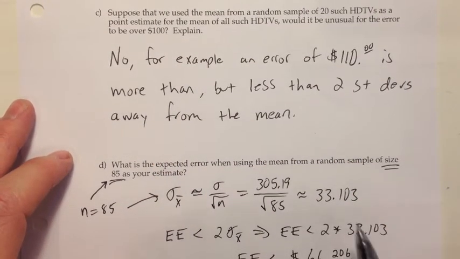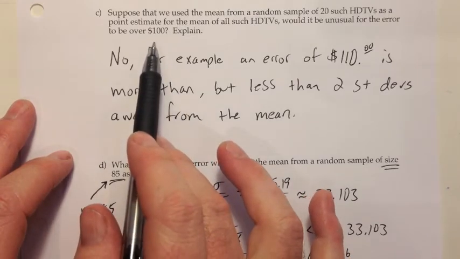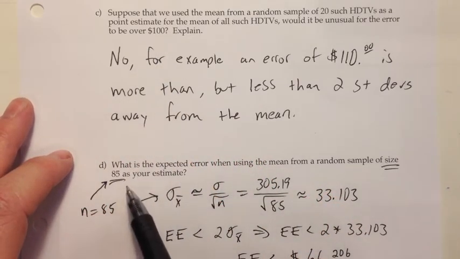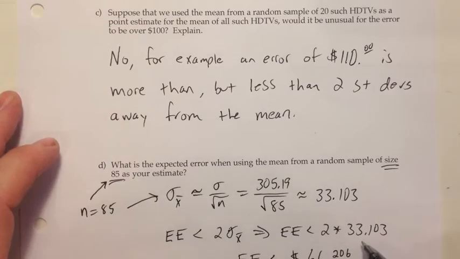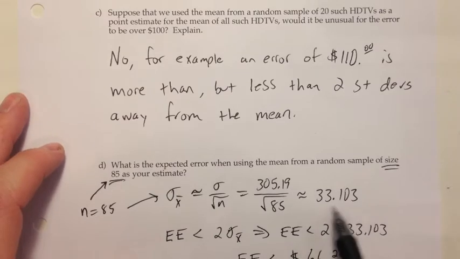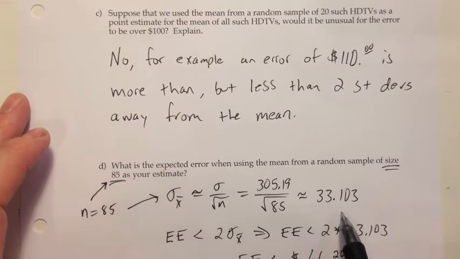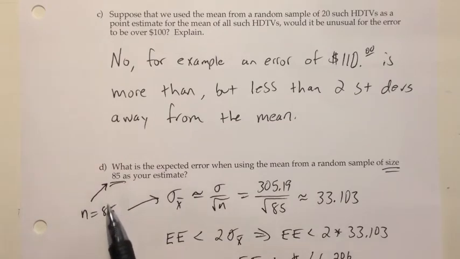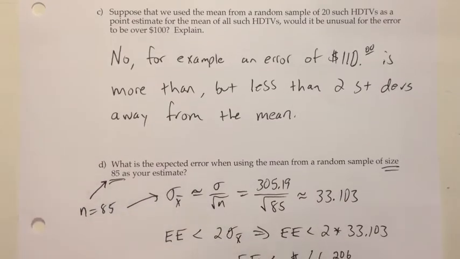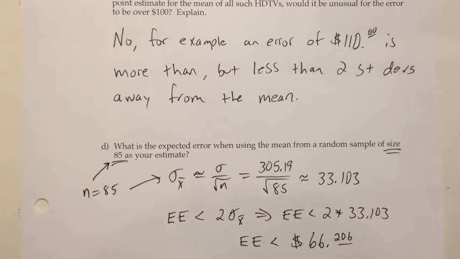Now, would it be unusual to get an error over 100 if you use the sample of size 85? Yes, because that would be more than 2 standard deviations worth of error, and in fact it would be very unusual, because if you triple this you only get $99. So to get an error of over 100 with a sample of size 85, that would be over 3 standard deviations away from the mean. So that would be very unusual.